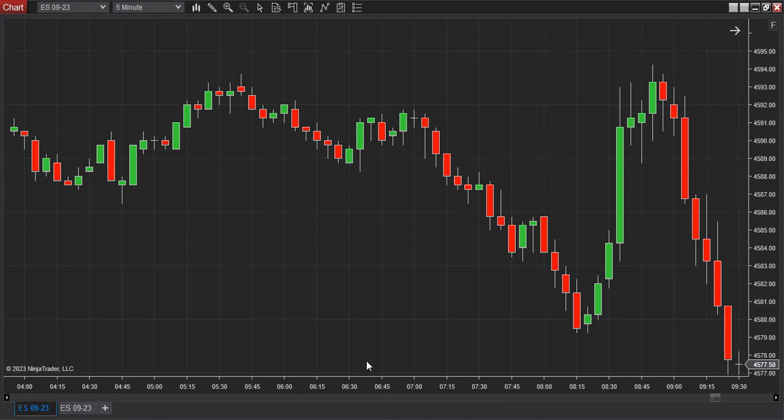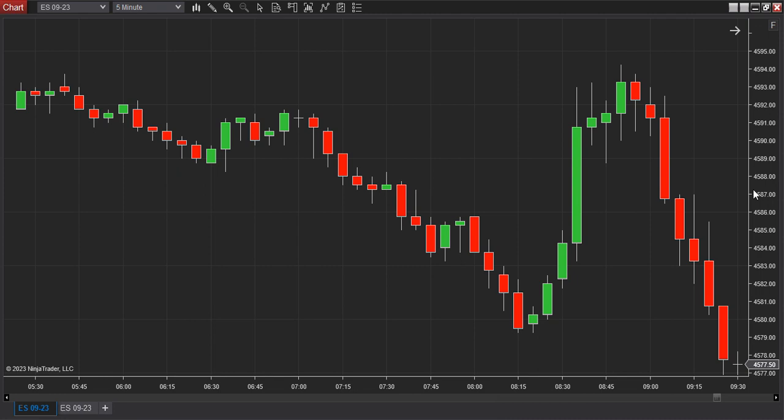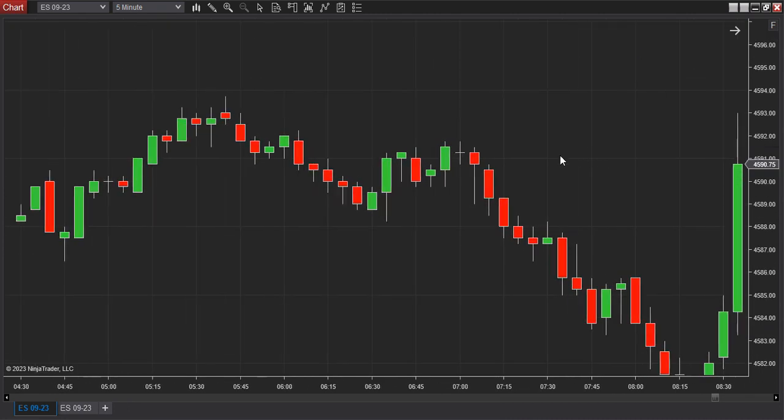This bull bar here, zoom in a little bit. This bull bar right here, this is not a doji. Let's see if we can find another. This is not a doji. This is not a doji. This is not a doji. This is a doji bar.